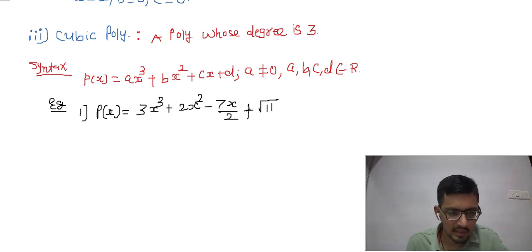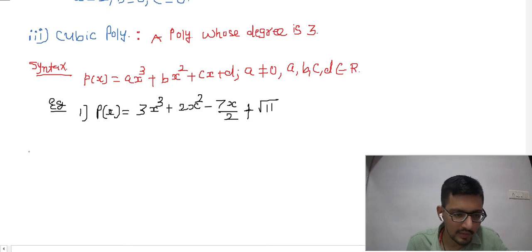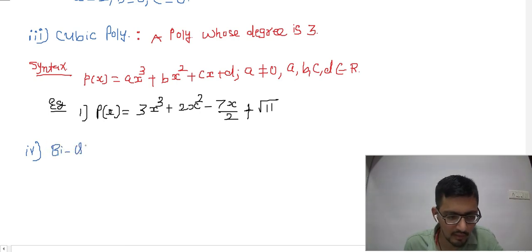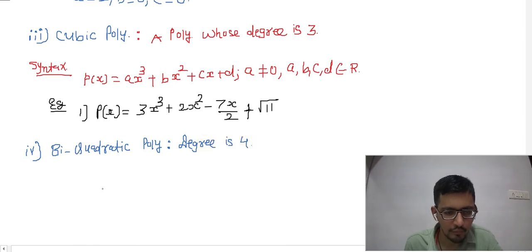One more type is there, based on the degree. It is called biquadratic polynomial. Why is it biquadratic? Because the degree will be 4. Bi means 2, a quadratic, and biquadratic means the next, fourth one. A biquadratic polynomial means a polynomial whose degree is 4.